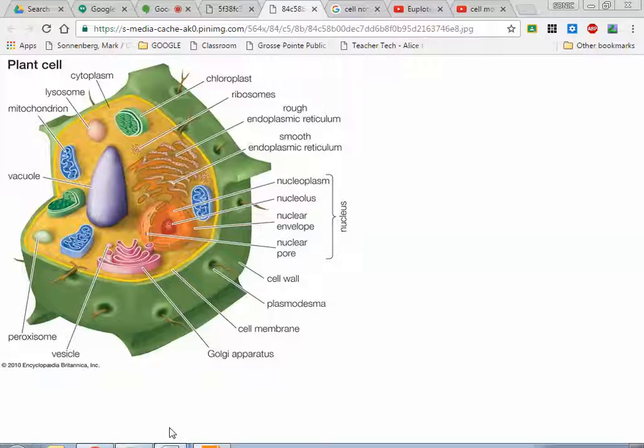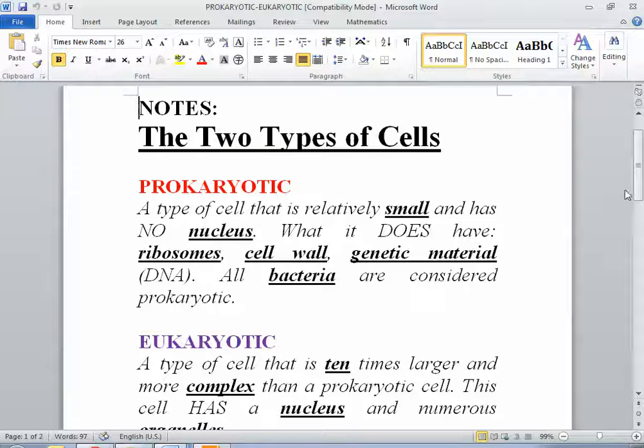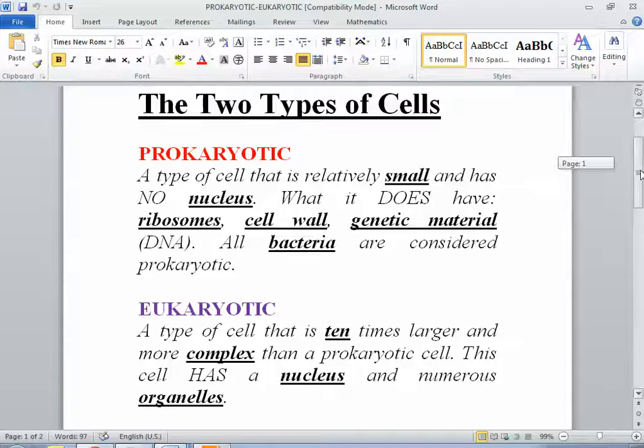Another page I want to go over are the differences between prokaryotic and eukaryotic cells. All cells fit into these two types. Prokaryotic cells are a type of cell that is small. They have no nuclei. They have ribosomes, cell wall, some genetic material, because all cells are alive and therefore have DNA. And every bacteria that you can recognize would be considered prokaryotic.